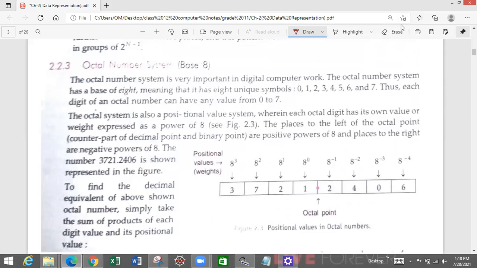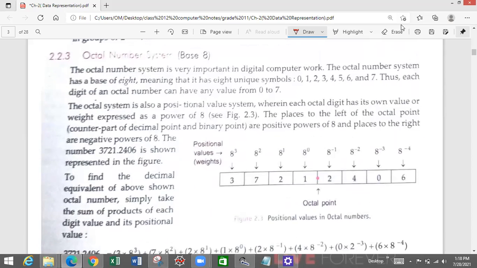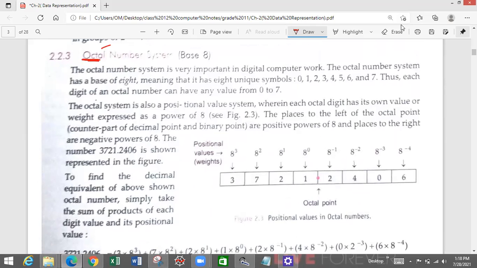Now in the same way, the octal number system, it's octa. See the name, octa. Octa means 8. So here the base is 8 and the symbols are also 8. What are the symbols? It starts from 0 and goes up to 7. There will be a total of 8 symbols.